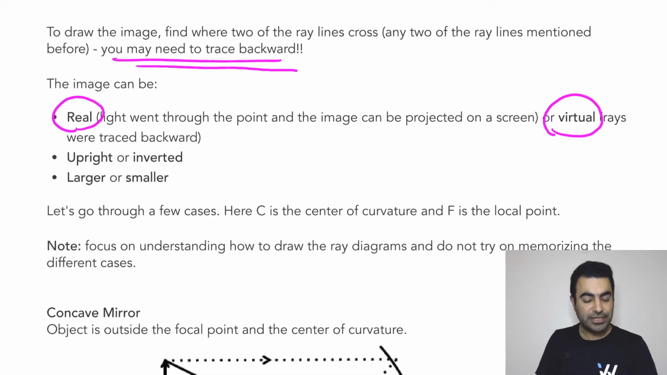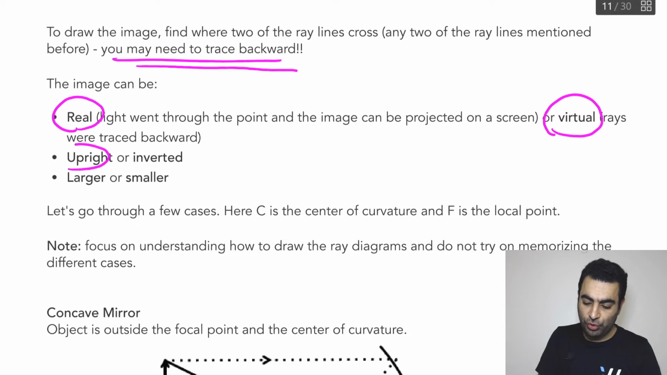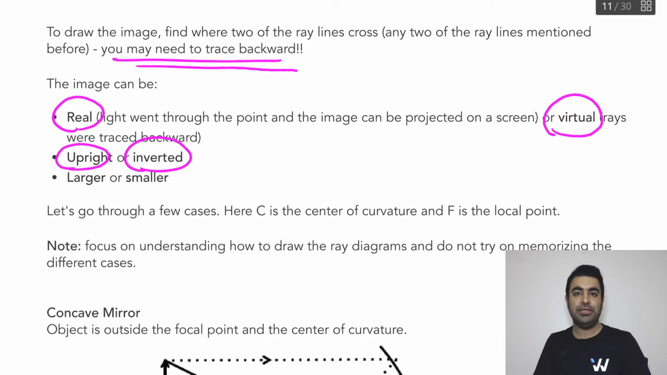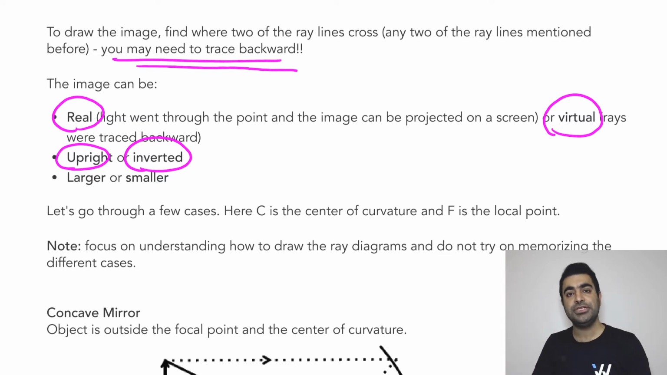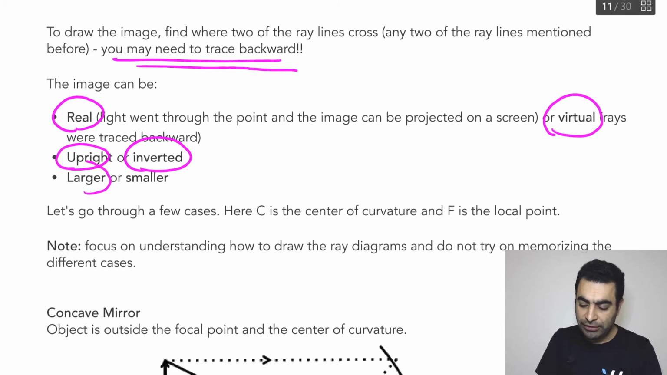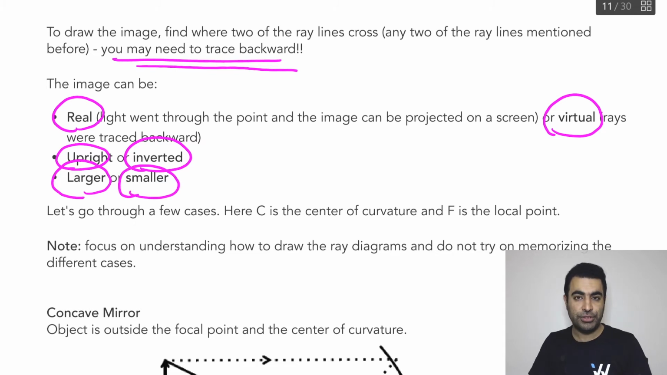The other property we can talk about for images is being upright or inverted. Sometimes, for example, if I put an arrow which is pointing upward as the object here, the image produced by that is also looking upward. Sometimes the image looks downward. If it's looking upward still, we call it an upright image. But if it's looking downward, in that case, we call it an inverted image. And finally, the image could be either larger or smaller compared to the actual size of the object.